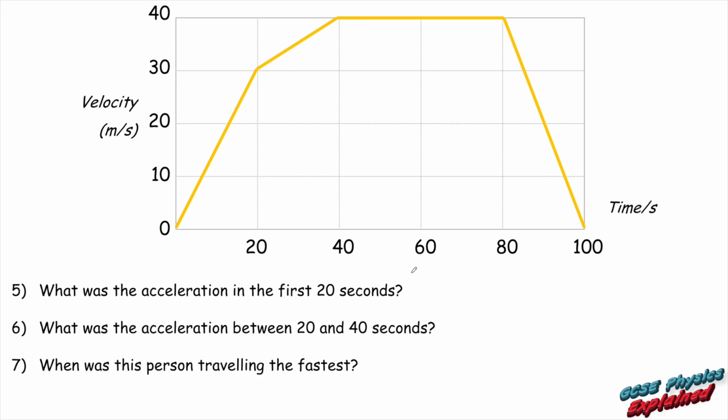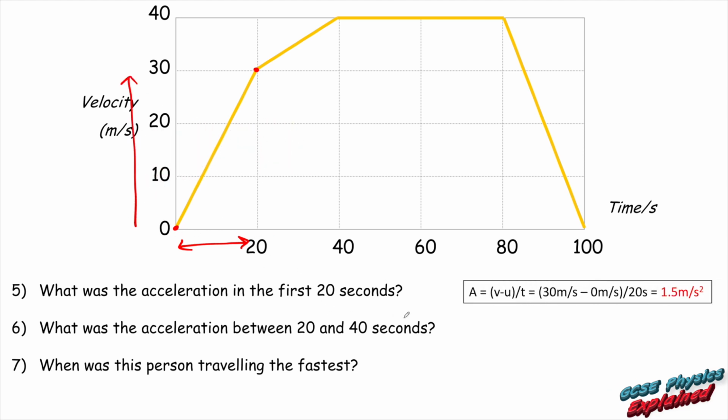Right, and here's the answers. So what was the acceleration in the first 20 seconds? So there's your first 20 seconds, right, from 0 to 20. So it's gone up to here, all right? So at 0 seconds, it was 0 meters a second. And at 20 seconds, it's 30. So it's changed by 30, and it took 20 seconds for that change. So changed by 30, right? V minus U. So 30 take away 0, so that's just 30. Divide that by the 20 seconds, comes out as 1.5 meters a second squared.